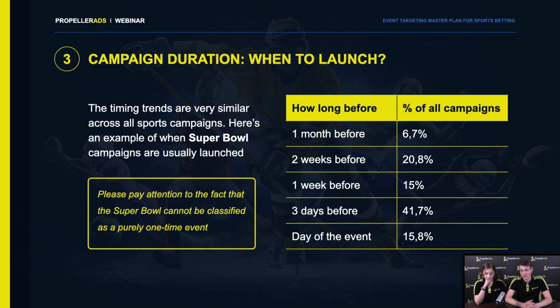As you can see, a large part of the campaigns are launched 3 days before, then by quantity 2 weeks before, and then already on the same day. These statistics can be applied to any seasonal event.